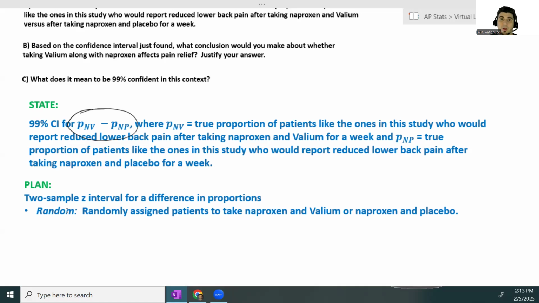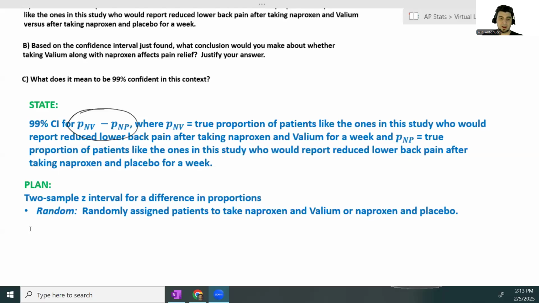Again, you can't just put the word random and a check mark next to it. Now, something else that's important is it's not appropriate to check the 10% condition because there was not random selection of patients from a larger population. These were volunteers that were recruited, and where randomness came in was the random assignment to groups. So you would skip the 10% condition here and move on to the large counts condition.